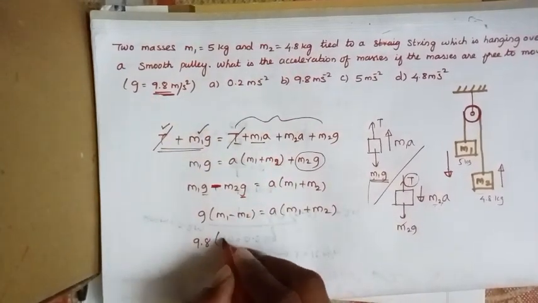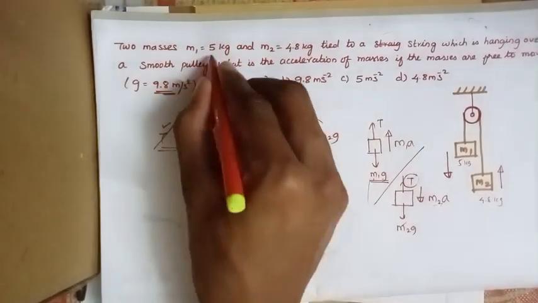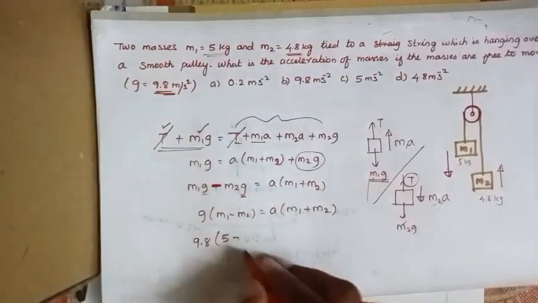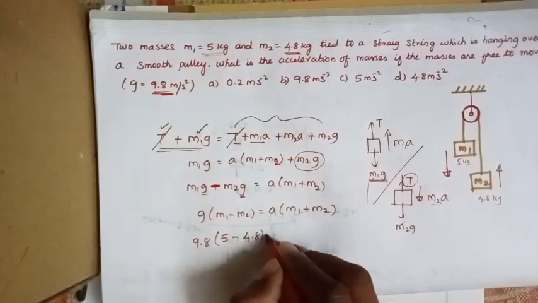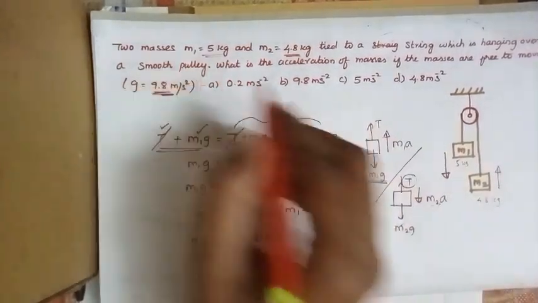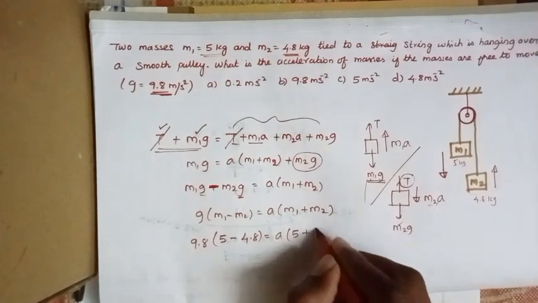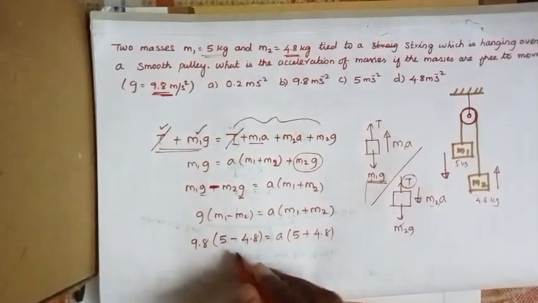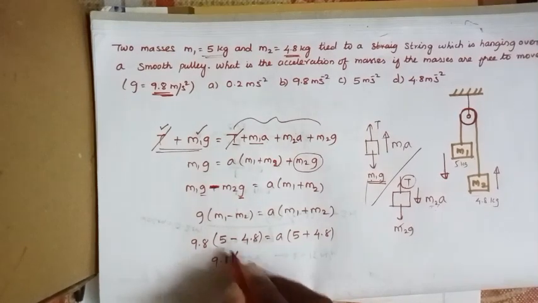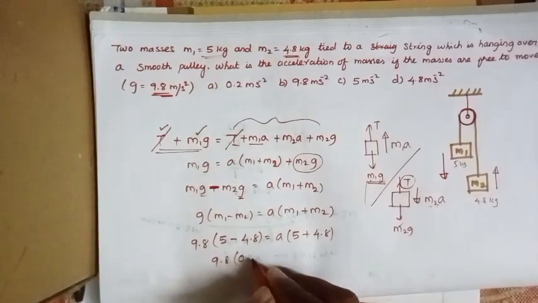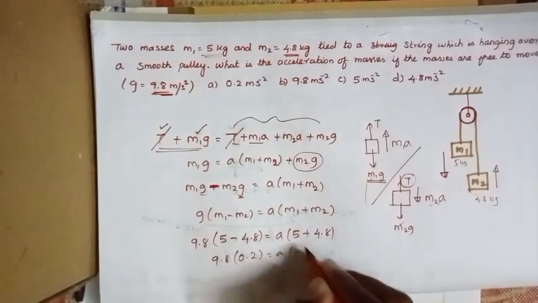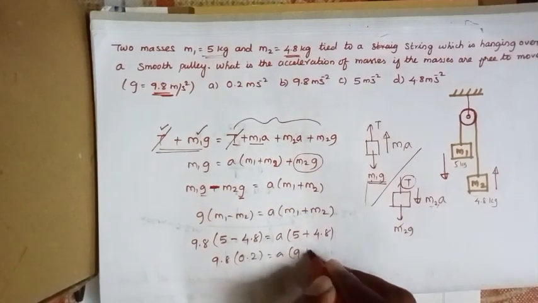So 9.8 into (m1 is 5, m2 is 4.8) equal to, and the value of a we have to find, times (m1 value is again 5 and m2 value is 4.8). Now you can do the basic calculation. So 5 minus 4.8 is 0.2 equal to a. 5 plus 4.8 is 9.8.